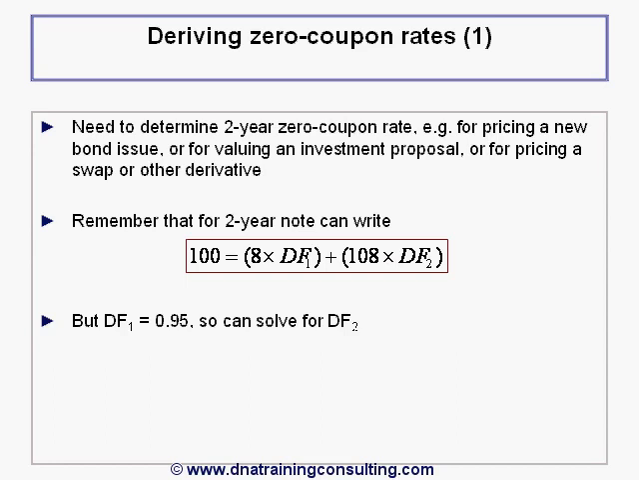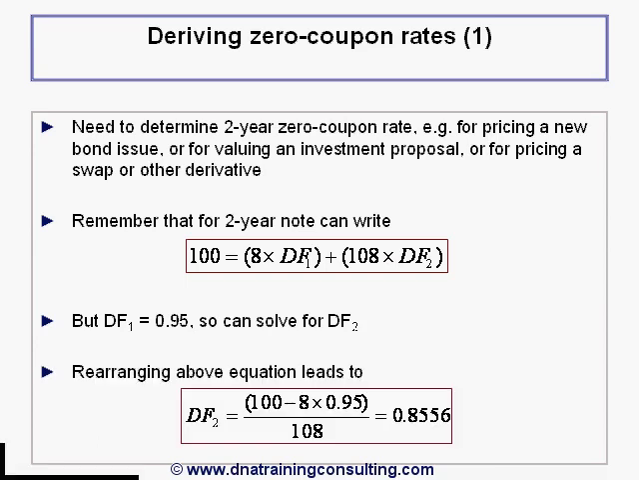But you know already that df1 equals 0.95, since the 1-year note represents the right to a $100 cash flow in 1 year and is priced at $95. So you can solve the above equation for df2, which now has only one remaining unknown. Rearranging the above equation gives df2 equals, rearrange terms, equals 0.8556.